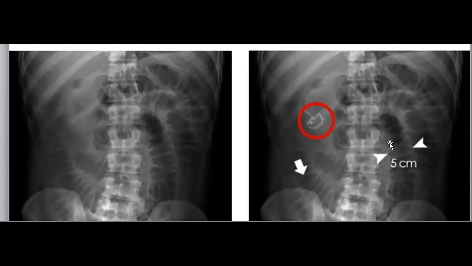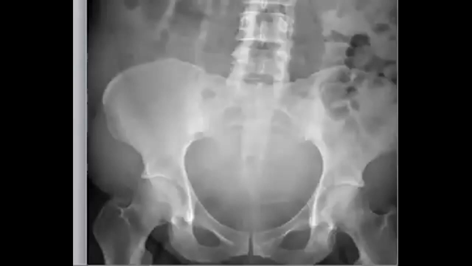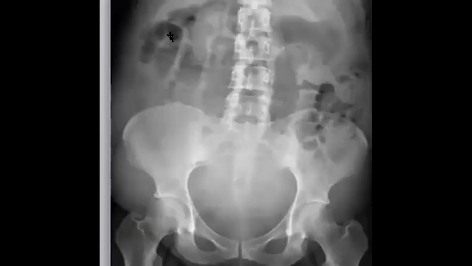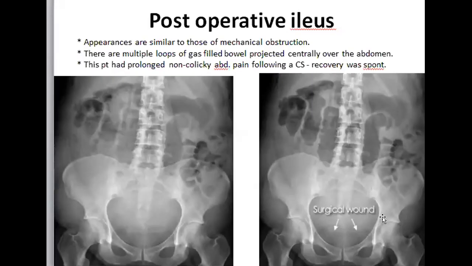You know already that if you measure and you find it more than 3 centimeters, it is dilatation. Here again, you will search for the cause of the ileus. You can see that there is small bowel dilatation in the abdomen more centrally. And you can see that there is a surgical wound here, very subtle. So this patient again has the adhesive type. This patient had a cesarean section, which is a common site for it here.